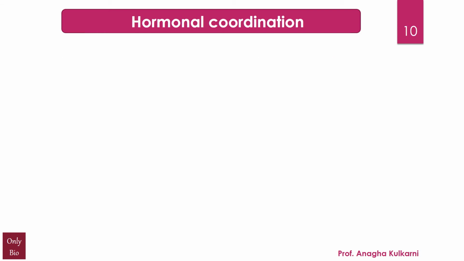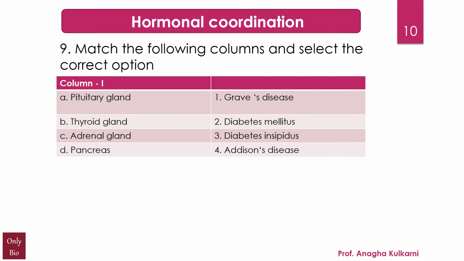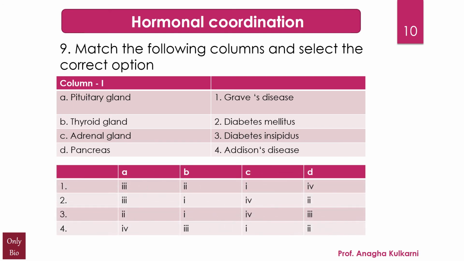The next question relates to the chapter hormonal coordination. Match the following. We have column 1 and column 2. In column 1, we have A, B, C, D: pituitary gland, thyroid, adrenal and pancreas. And in column 2, we have Graves' disease, diabetes mellitus, diabetes insipidus and Addison's disease. These are the options here, and this is the right answer.